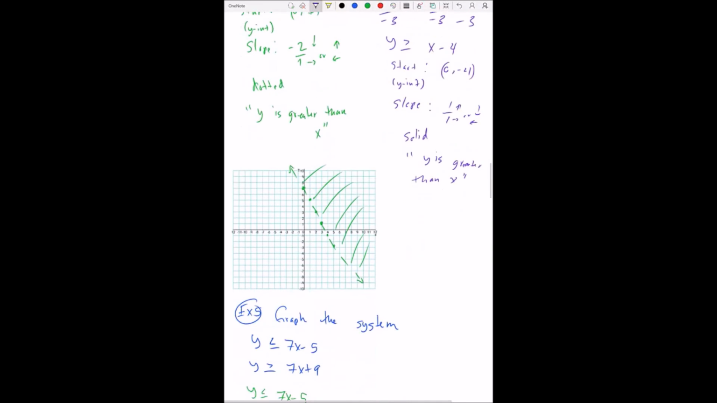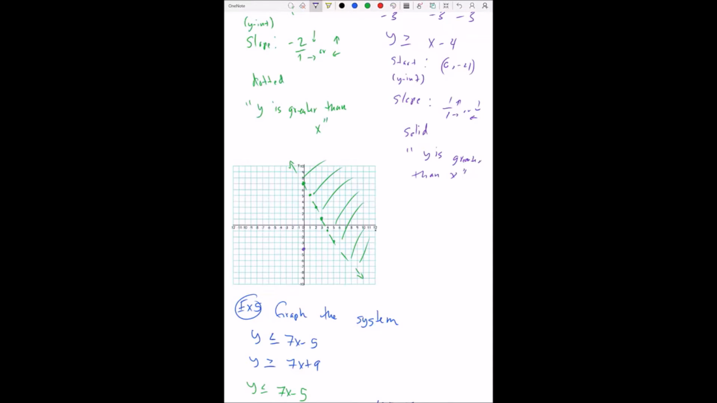So let's graph this. We're going to start at 0, negative 4. And we're going to go up 1, right 1, up 1, right 1, keep going. We're going to connect the dots with a solid line. And it says y is greater than x, so we're going to shade above. So this region, right here, where the green meets the purple, are the solutions.